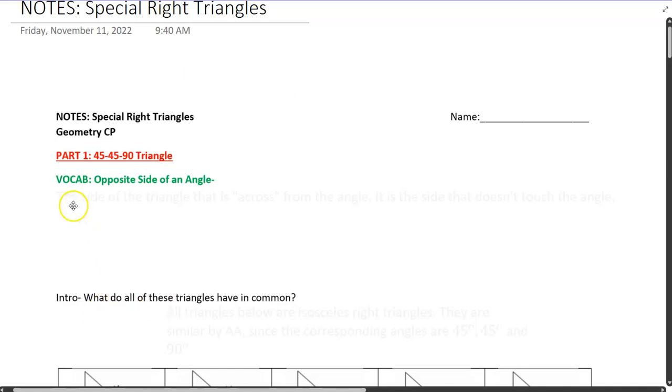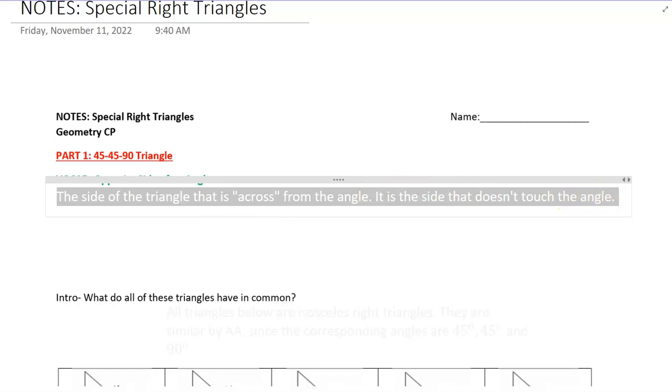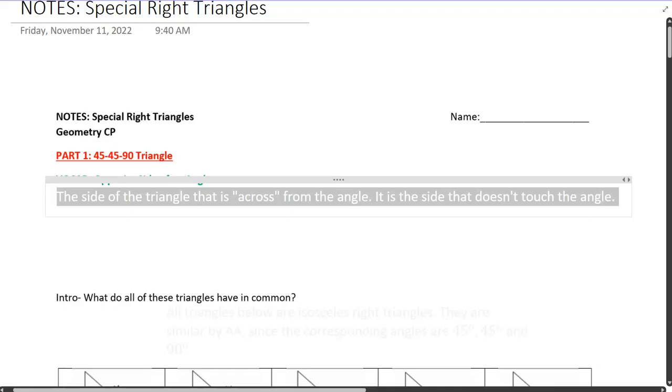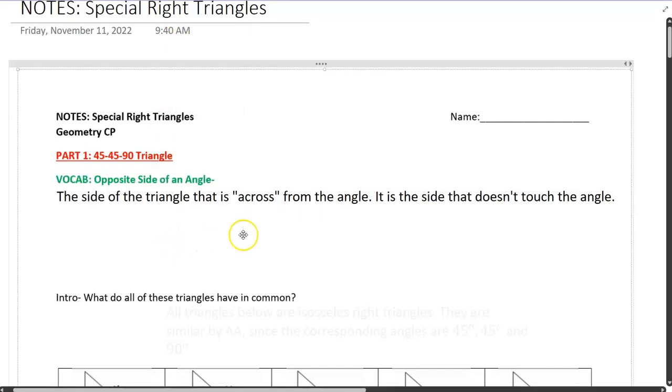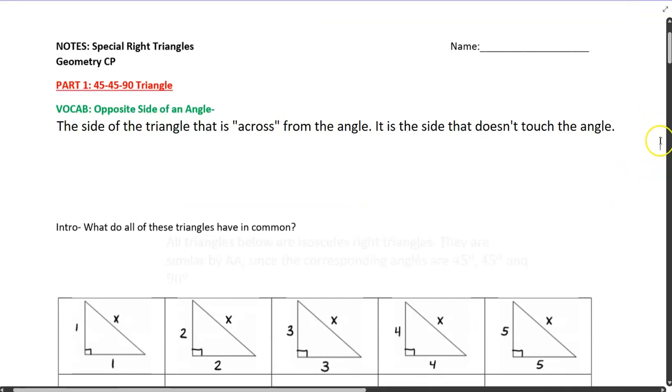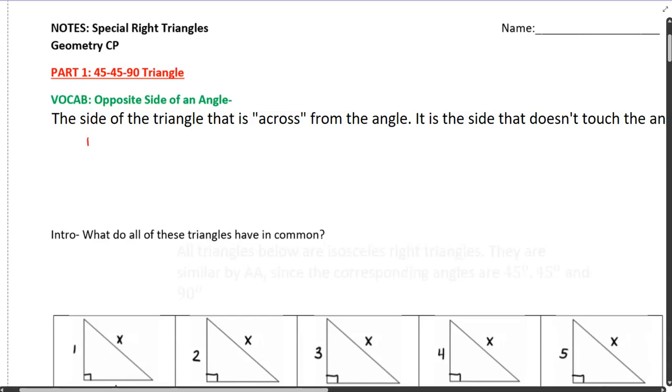I want to make sure that we have a chance to address, and that is the term opposite side of a triangle. And so that definition is here. It's the side of a triangle that is across from the angle. It is the side that doesn't touch the angle. We're going to use this term opposite side of an angle very often throughout the next couple units. So I wanted to take a moment in this video to make sure we understood what that meant.